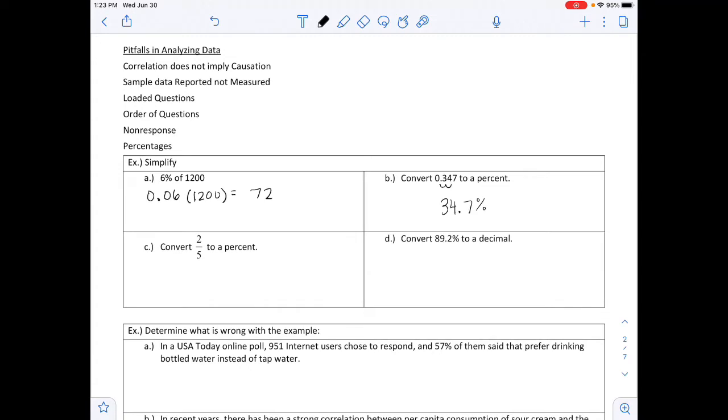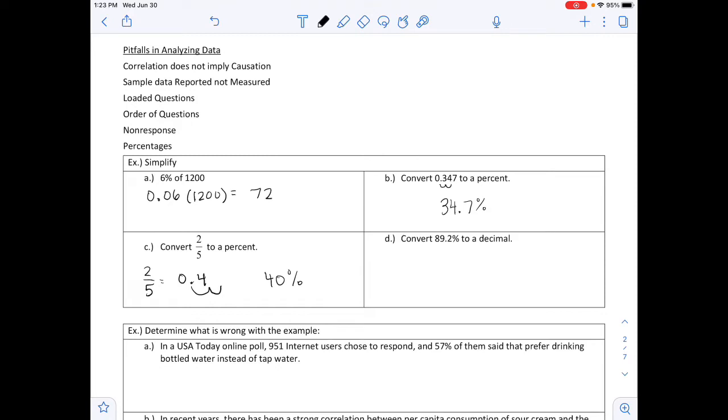Next is converting 2/5 to a percent. You can divide this on your calculator. I will go ahead and say that 2/5 on your calculator when you divide this would be 0.4. And again, just like what we did in part B, we're going to change this to a percent. So you're going to move your decimal place twice to the right. In that empty space there, we do put a 0, and this works out to being 40%.